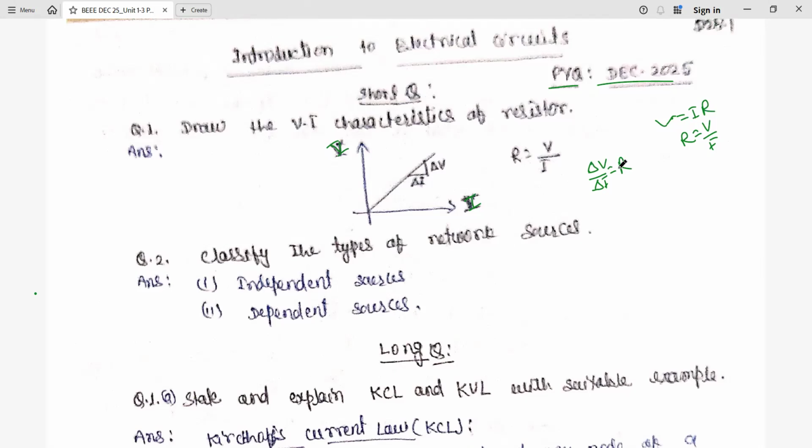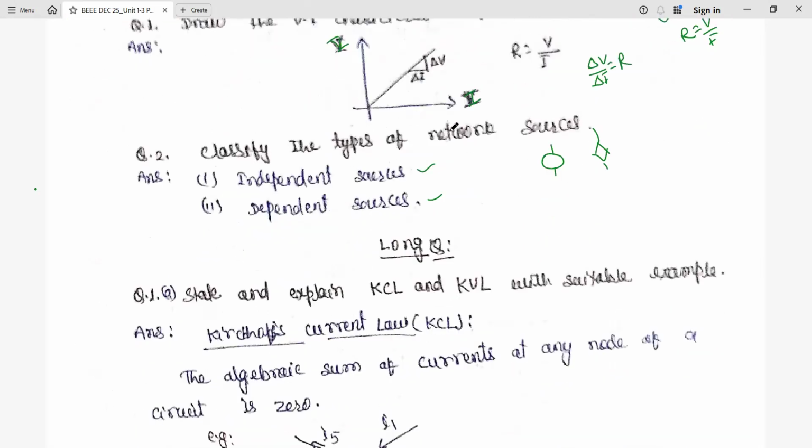Next, the second question is: classify the types of network sources. So we have independent sources and dependent sources. There you have different representations, like this and as well as this. So you can show with the help of a diagram: voltage source and current source, both independent and dependent. This was a short question.